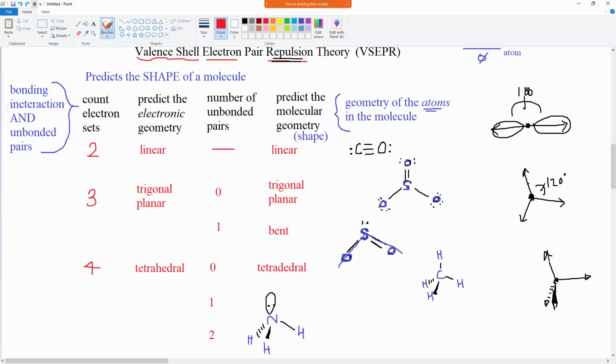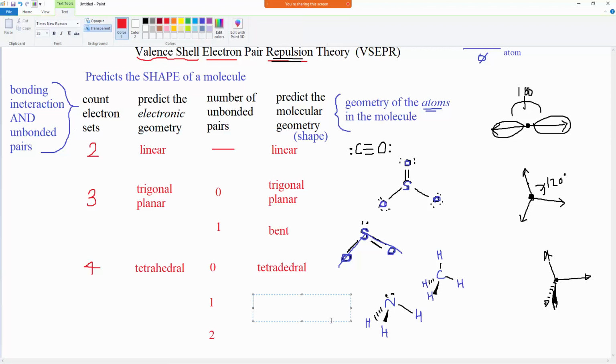And again, it's common for us to just show those as 2 dots, even though they're taking up space up there. They have orientation and space. We just put those as a couple dots. So that's our 1 unbonded pair, which makes it what we call trigonal pyramidal.